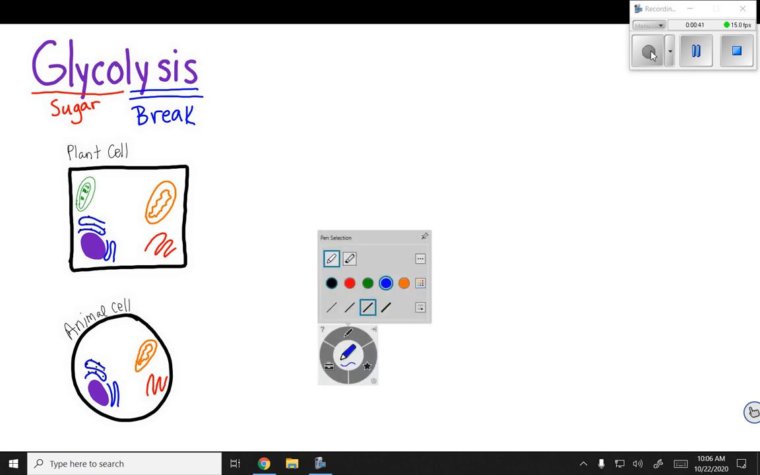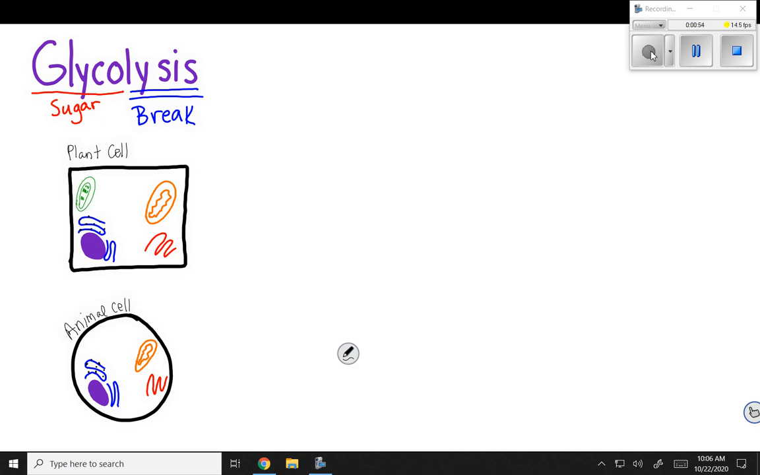And what sugar is that? That would be the glucose that came from photosynthesis. So whenever we eat food, we take in glucose and other plant sugars, and then our body is able to break them down to release the energy. So this is going to happen in the cytoplasm of a cell.